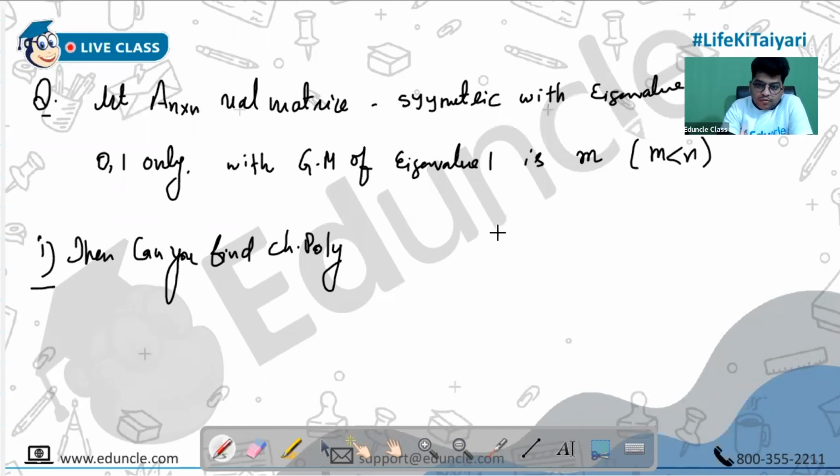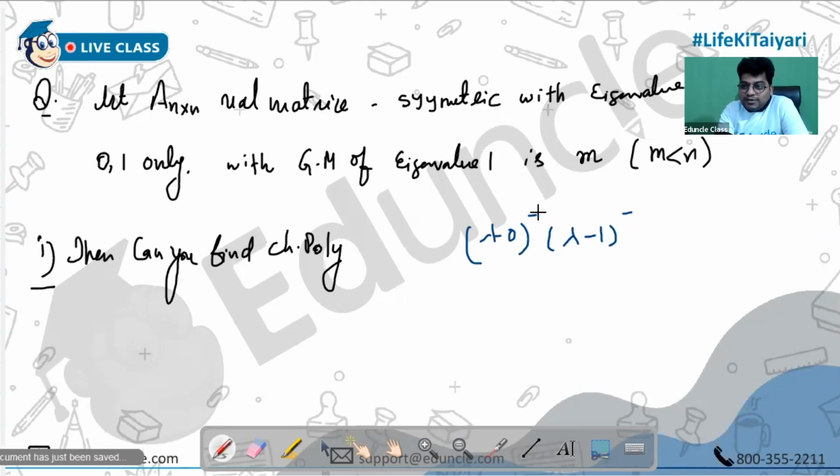See, lambda minus 0 to the power, what is the power? And lambda minus 1 to the power what? We don't know. Can you write it down? I am asking for the characteristic polynomial. It is not just x into x minus 1. It is x to the power something, x minus 1 to the power something. The sum of the powers is n. Yes or no? This is an n cross n matrix.